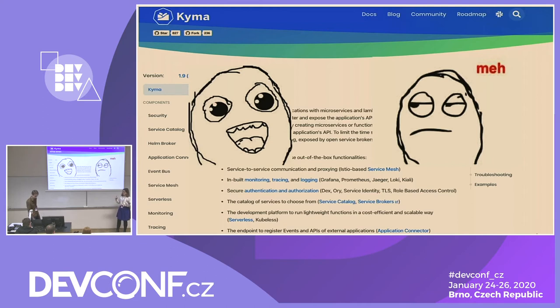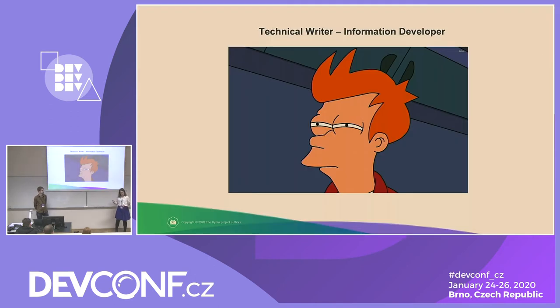Okay, so that's, let's say, the first part of our journey through the technical writing world. And here you learned a little bit about Kima, as I said, and a little bit of documentation in our project. Let's go to technical writers as information developers.